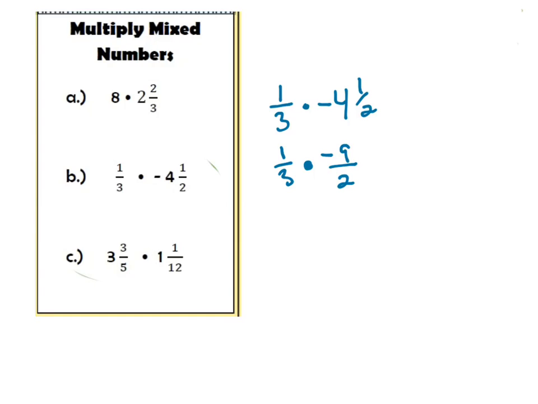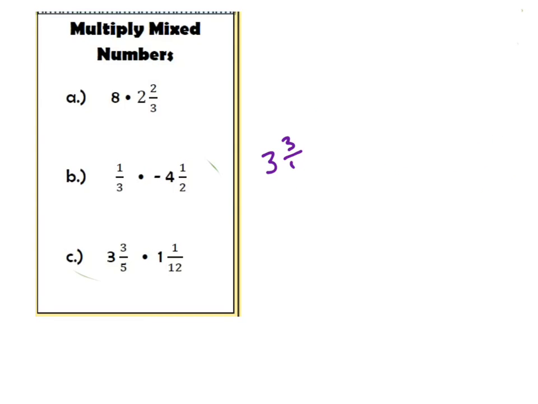Okay. Let's see. I can cross cancel. -9 divided by 3 gives me -3, and 3 divided by 3 gives me 1. So multiply across my numerators. 1 times -3 is -3. 1 times 2 is 2. I have an improper fraction. I can do this in my head. How many 2s, how many halves can I get out of 3 of them? Well, I can get 1 whole and 1/2.